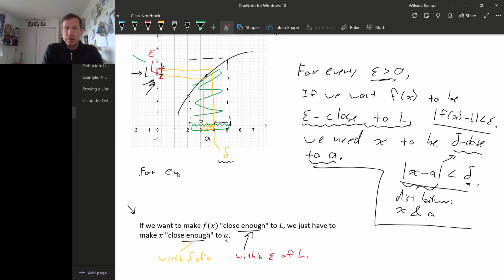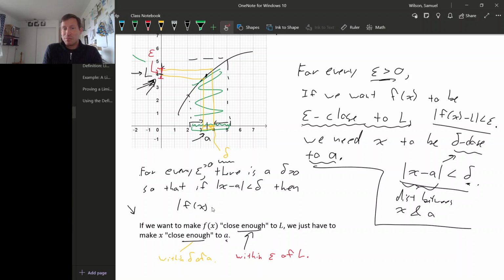For every epsilon, so no matter how close we are to L, we want there to be a delta, which should also be positive. Both of these are positive. So no matter how close we get to L, there should be a delta that puts us close to A, so that if we are delta close to A, so that if the absolute value of x minus A is less than delta, then f of x is epsilon close to L. So the absolute value of f of x minus L is less than epsilon. I'm sorry, I said delta close, but it should be epsilon close to L.